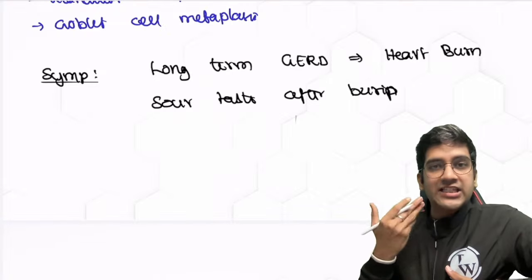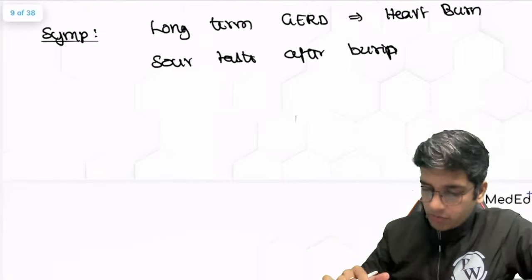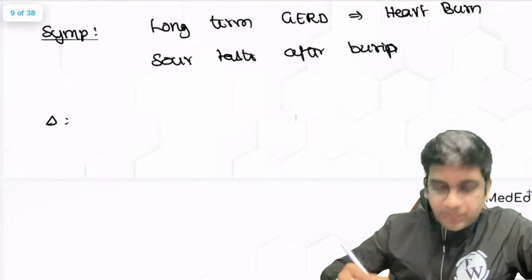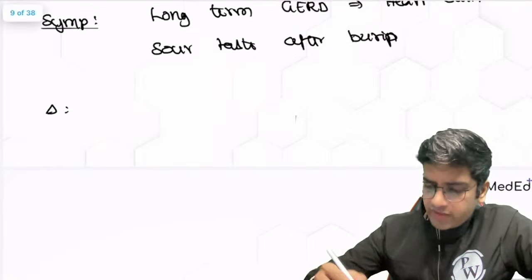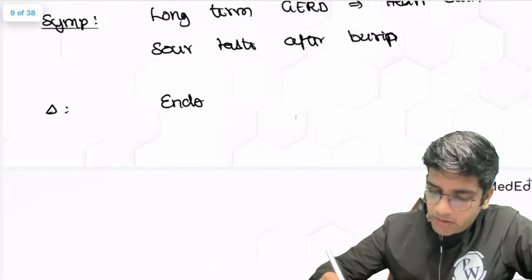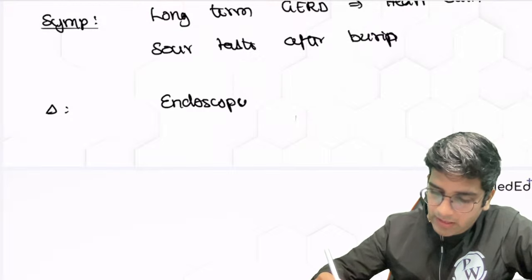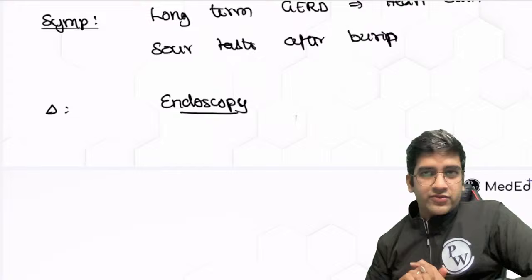Because the reflux acid obviously gives the sour taste to the mouth, right? So now you have to diagnose. I suspect Barrett's esophagus, and we diagnose Barrett's esophagus. When you diagnose Barrett's esophagus, the first step is endoscopy. Okay, you do an endoscopy and then you diagnose Barrett's esophagus, right?